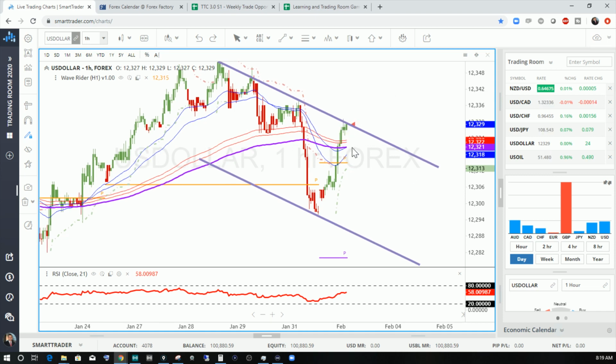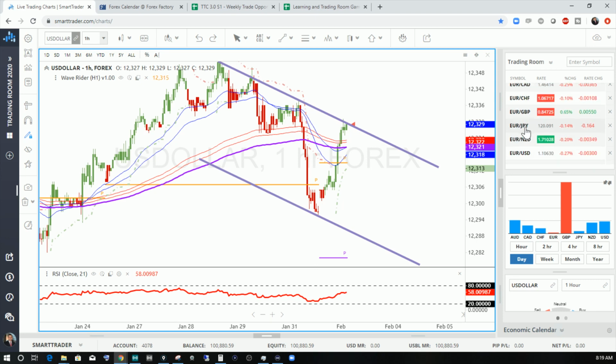Now, if we do see a turnaround to the downside in dollar, guess what? Aussie US dollar is going to rally. All right, so strong Aussie, weak US dollar. Aussie US dollar will rally. So check out for that and make sure that you pay attention to the details.